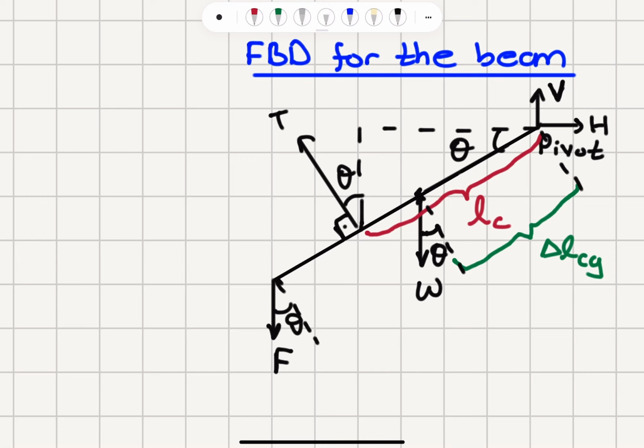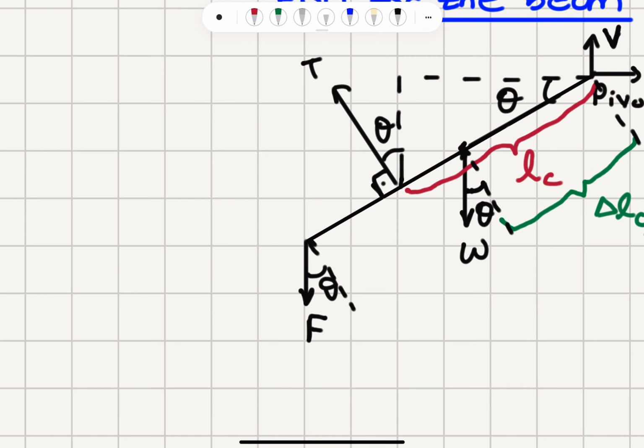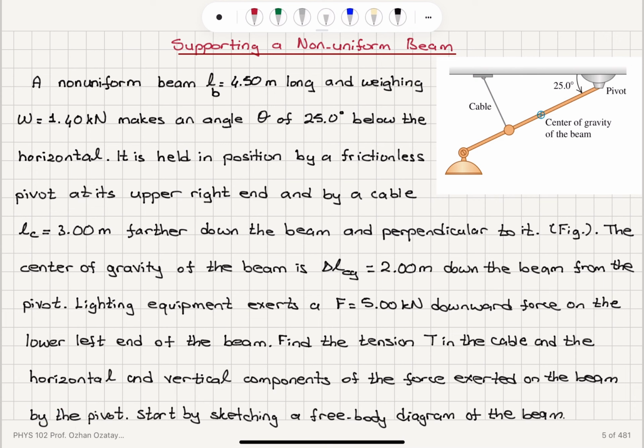It consists of the contact force on the pivot, vertical and horizontal components. We have the center of gravity delta L sub CG away from the pivot. We have the weight pointing down, the tension on the cable that's perpendicular to the beam. And then it is at a distance L sub C, which is 3 meters, 6/9 L_B. And then we have this downward force F, that is at this lighting equipment on the lower left end of the beam. All right.